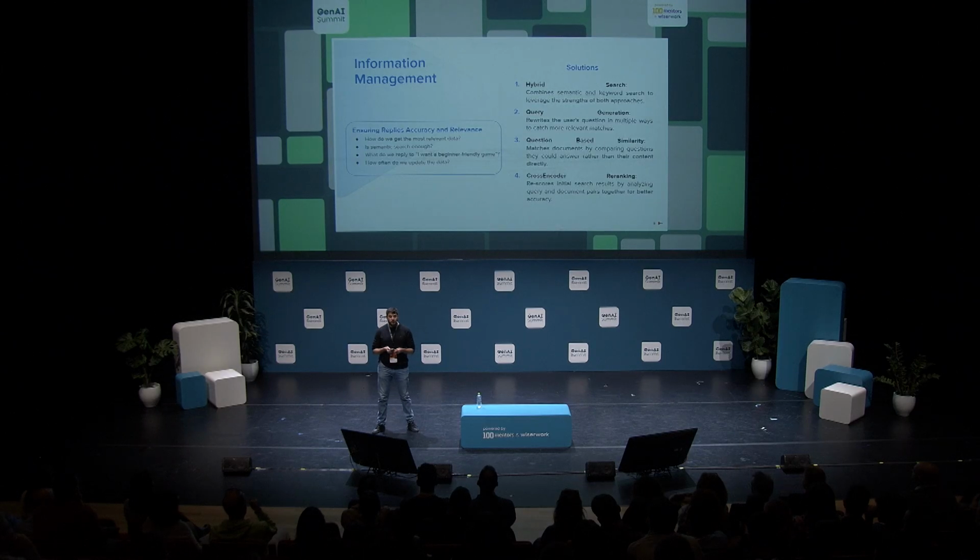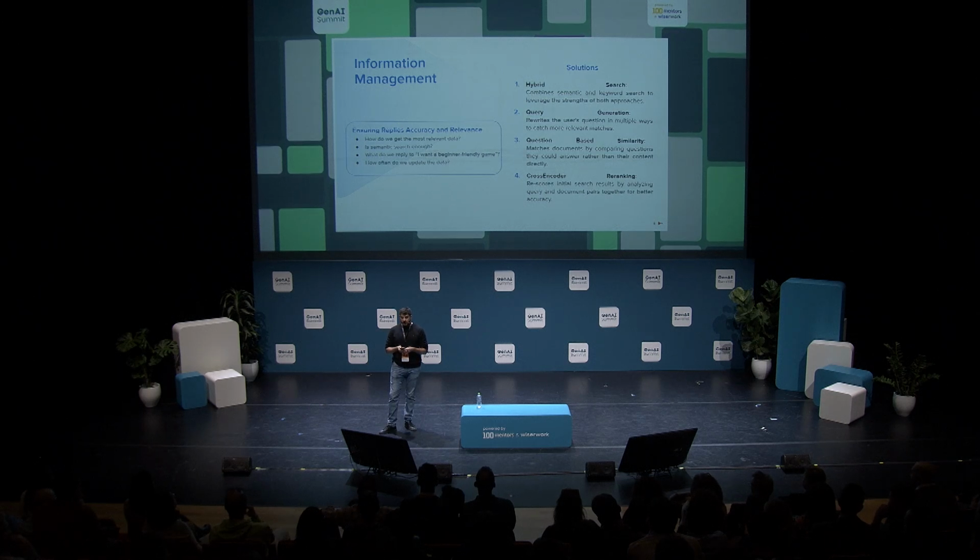Most people will say use semantic search, but is that really enough? And what happens if the question is ambiguous? Like for our use case, if someone asks, I want a beginner-friendly game, what does beginner-friendly mean? And also, what's the lifetime of your data? How often do you need to update it? When it dies, do you need to recreate all the embeddings and everything?